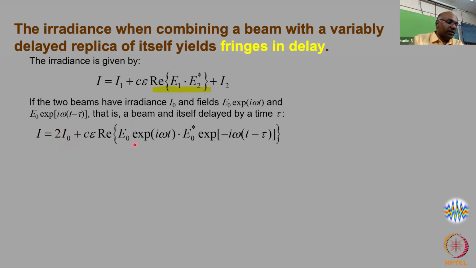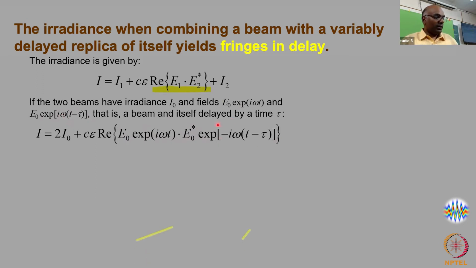And then we have the interference term. What is the interference term? The interference term is C epsilon, real part of E1 dot E2 star. Okay, so E1 multiplying E2 star is E naught exponent of i omega t, multiplying E naught star, exponent of now minus i omega t minus tau. It is just the i becoming minus i in this expression owing to the complex conjugation.